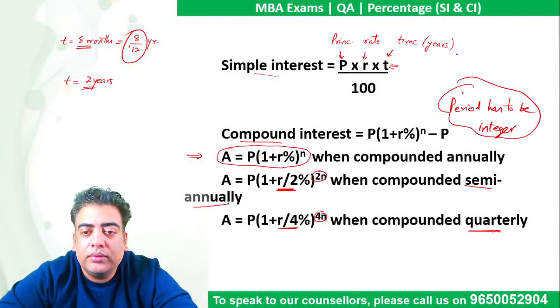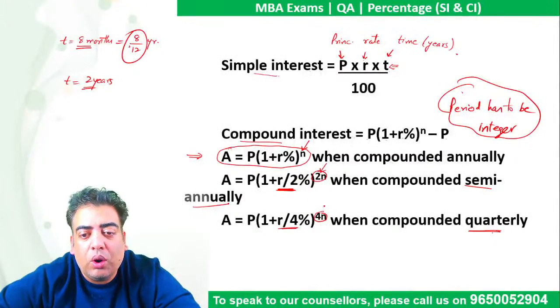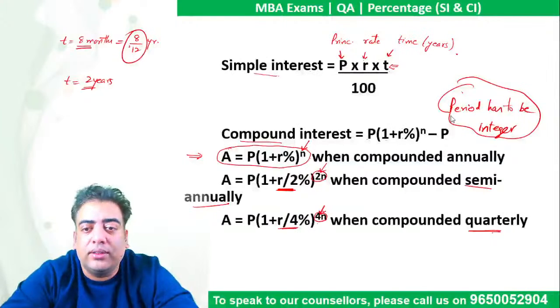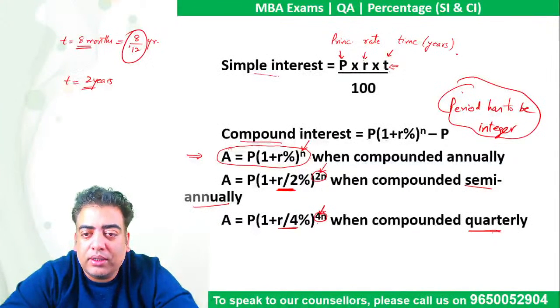All right. So the power, whether it is n or 2n or 4n, this entire value is the period and it should always be an integer. I hope this part is clear.